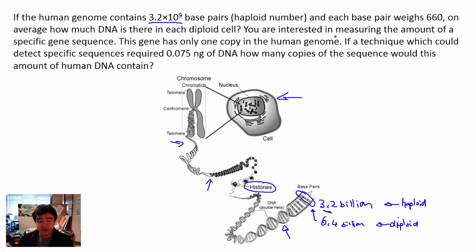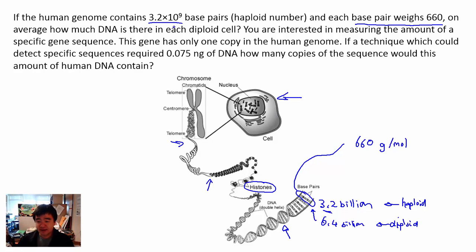Now, the other information we're given about these base pairs in the question is that each base pair weighs 660. This is a different way of saying things. All it means is that the molecular weight of one of these base pairs is 660. The molecular weight often is expressed in grams per mole, or atomic mass units if you're a physicist. So it's just saying one of these base pairs, either an A and a T or a G and a C, on average has a molecular weight of 660 grams per mole.